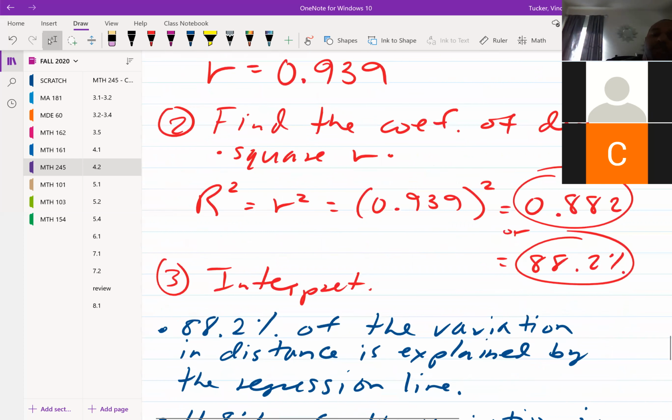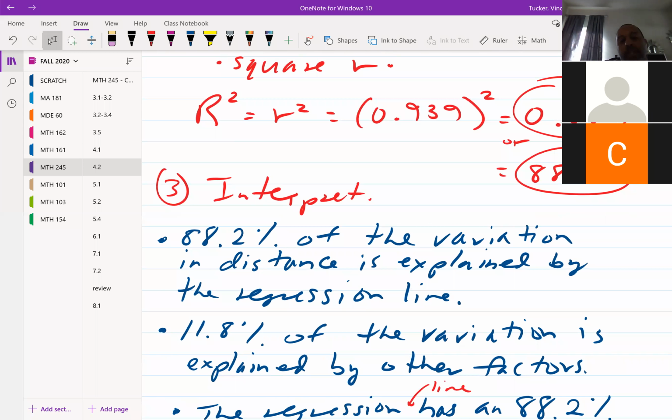All right, so the interpretation of that means 88.2% of the variation in the distance is explained by the regression line. When we talk about regression line, we're talking about the linear relationship. So 88% of the pattern that's established will continue on as far as what we've done. And if you subtract that 88.2% from 100, 11.8% will be explained by other things occurring. So if it doesn't fall into the pattern, there's an 88% chance that it will. But if it doesn't, then that 11% other things would be a factor.